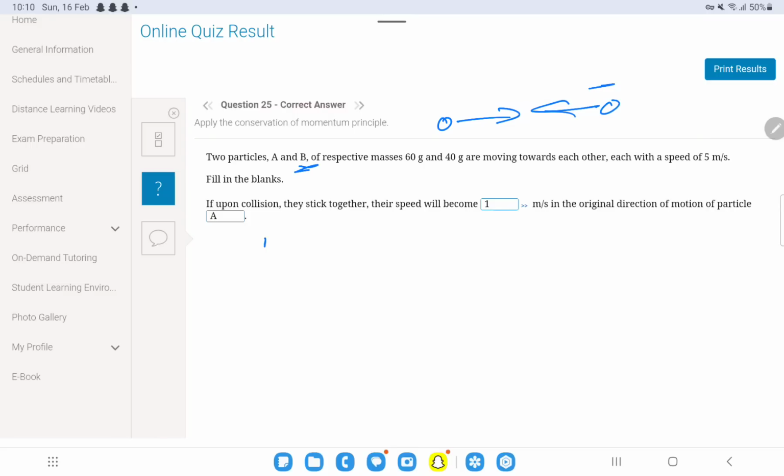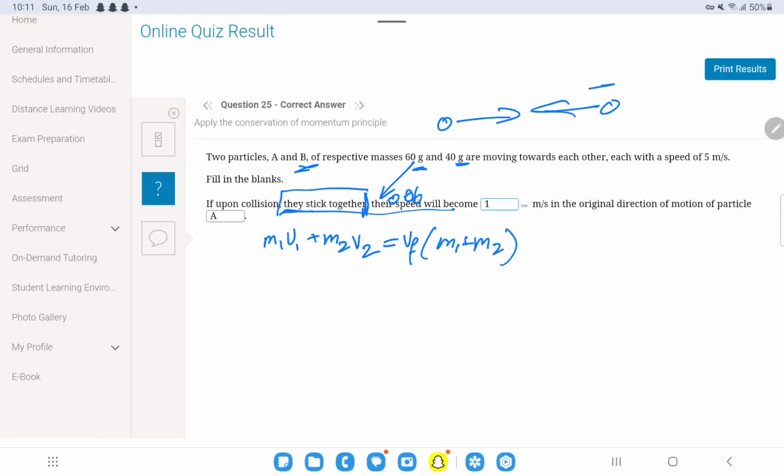So m1 v1 plus m2 v2, and if upon collision they stick together, again whenever you see stick together you use this equation: m1 v1 plus m2 v2 equals vf times (m1 plus m2). Here the mass is in grams, we want it in kilograms, so it's 0.06, we divide by 1000, and 0.04.